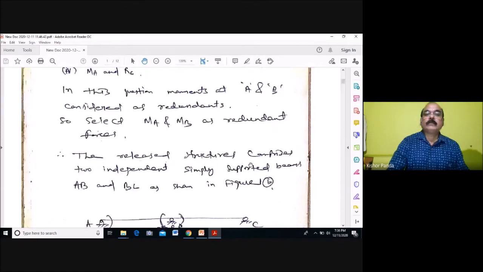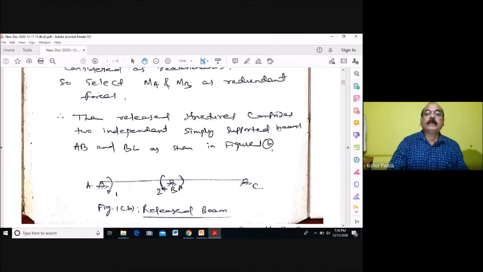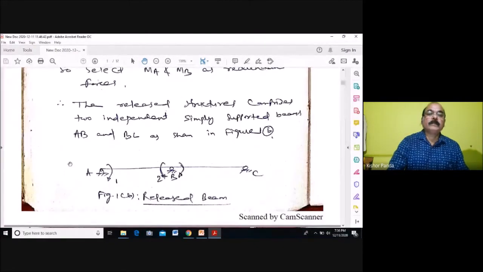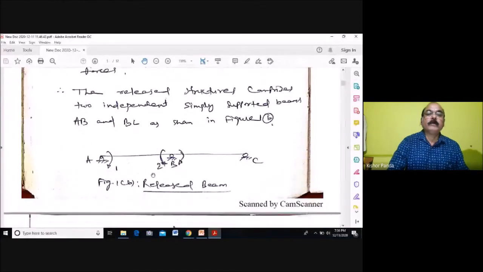The released structure comprises two independent simply supported beams. So after releasing these two moments, the structure becomes this one. The released structure comprises two independent simply supported beams, AB and BC, AB one beam and BC another beam, as shown in the figure. This is the released beam, the determinate beam.